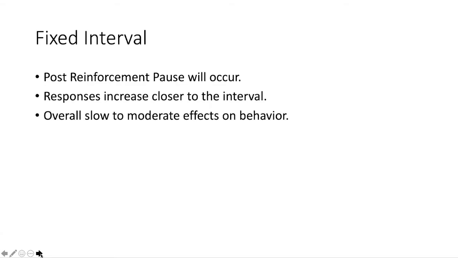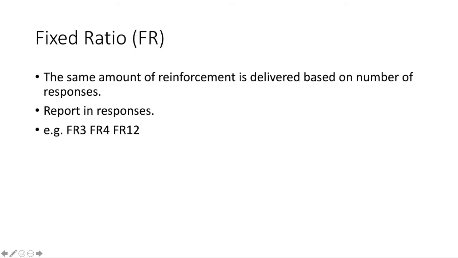An overall fixed interval has a slow to moderate effect on behavior. Now, fixed ratio has a similar effect. And when we're talking about fixed ratios, the same amount of reinforcement is delivered based on a number of responses. And we report this in responses similar to how we did fixed interval. And it would look just like this: FR3, FR4, or FR12.